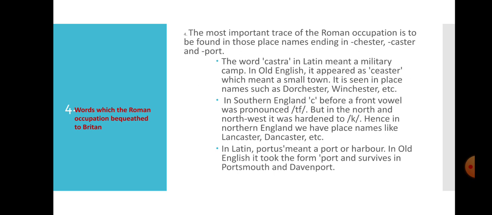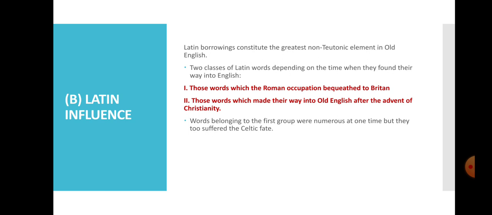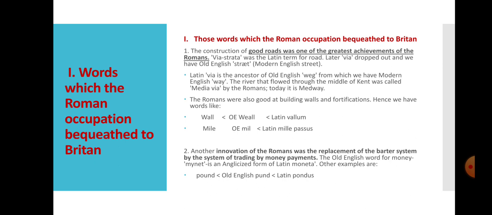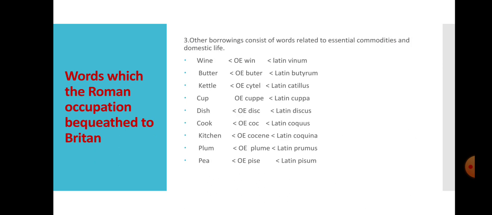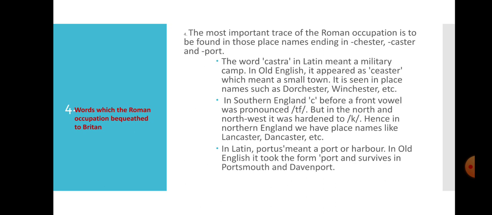The next is the second category, that is, the words that find their way to Old English through the advent of Christianity. We have discussed earlier that there are two categories of words that find their way to Old English. The first set are associated with Roman occupation. These are the four sets we have discussed: words associated with the construction of roads, with the innovation of a money payment system, words associated with commodities and domestic life, and the fourth, words with endings like Chester, Castor, Port, etc. These are the words that Roman occupation bequeathed to Britain.